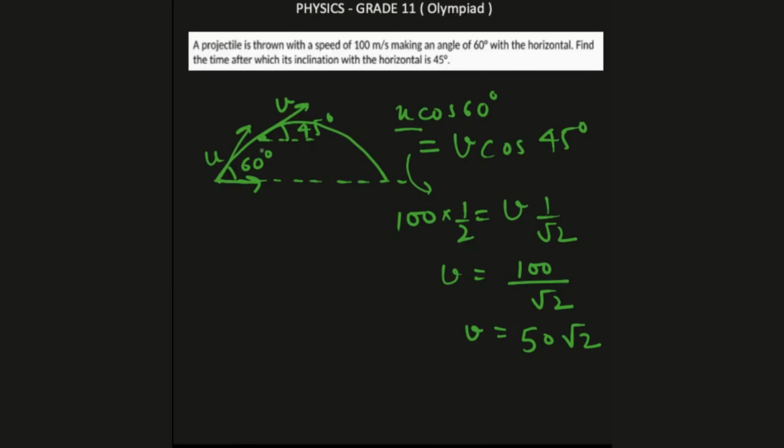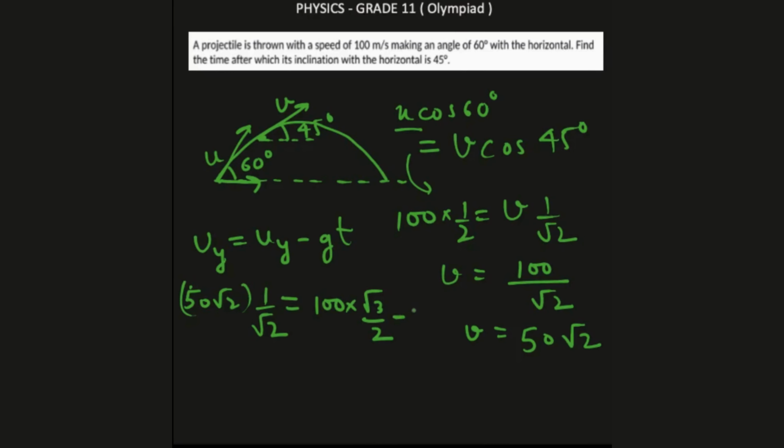Now to find the time after which this happens, we can use the kinematics equation for the vertical motion. So Vy is equal to uy minus g into t, where Vy is the final vertical velocity and uy is the initial vertical velocity. So Vy will be equal to 50 root 2 sine 45, because the final angle is 45, which is 1 over root 2, equal to uy. Uy will be u into sine 60. Sine 60 is root 3 by 2, minus, let's take the value of g as 10, into time t.